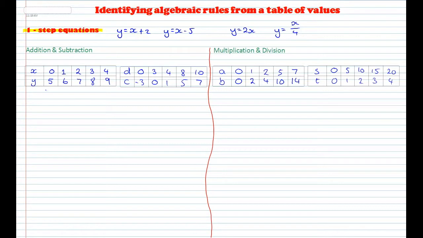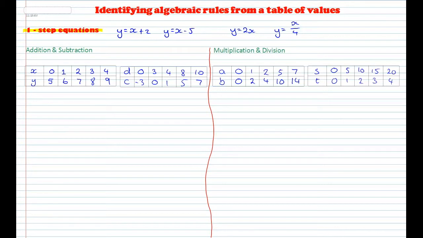Well, what I recommend you do is you look first of all at the numbers going across the top here. Let's have a look at 0, and if you have a look at 0, what's the number underneath it? Well, it's 5. So what have we done to get from 0 to 5? Well, we've probably added 5. Now let's have a look here. If we go from 1 to 6, have we added 5 again? Well, yeah, that's worked. And 2 to 7, well, that's plus 5, and 3 plus 5 is 8, and 4 plus 5 is 9.